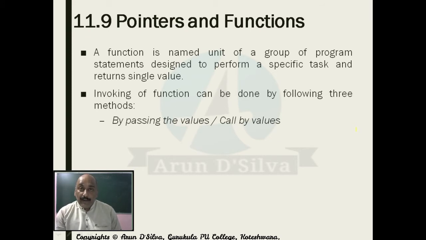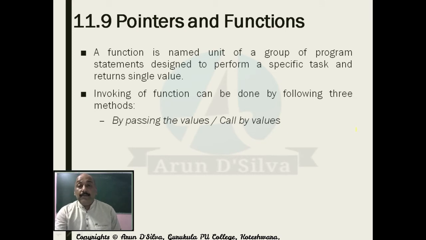The first method is passing the values, or call by value. Whatever values we are using in the main program, we pass a photocopy of them. We are passing the photocopy, or calling by photocopy. This is the way it works.